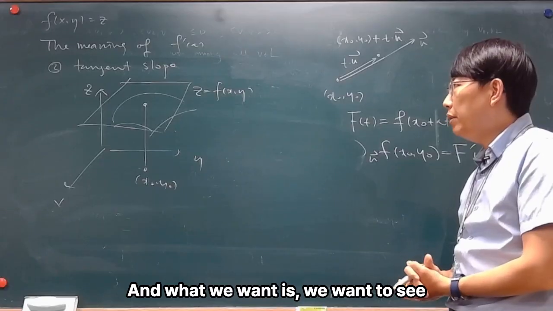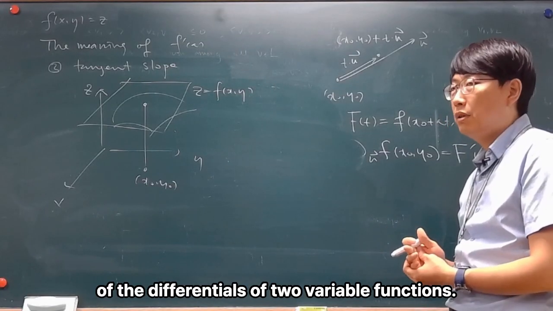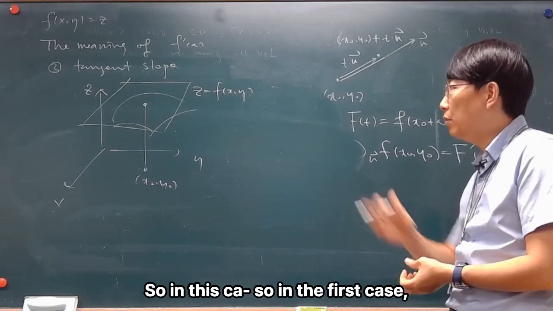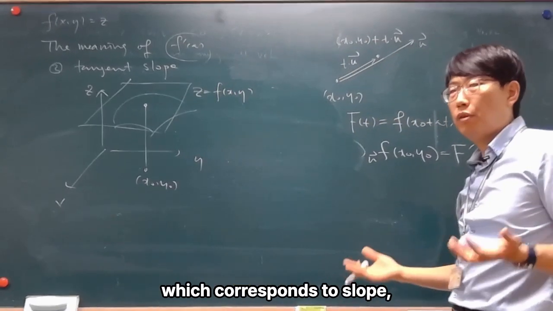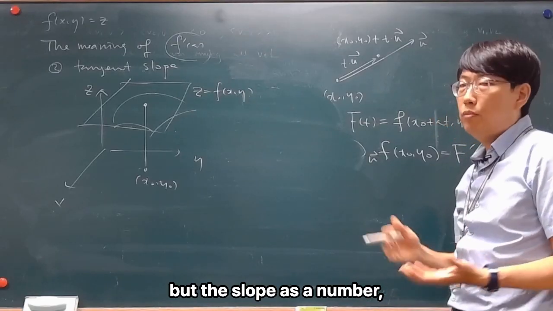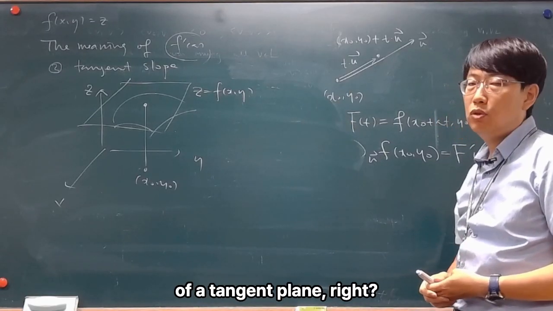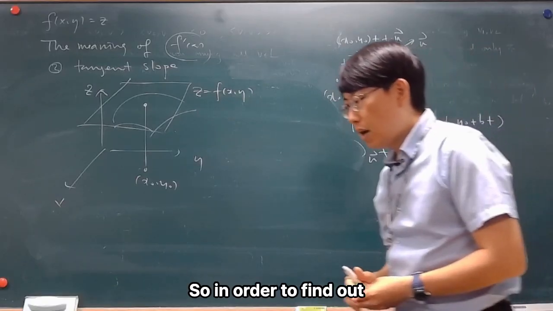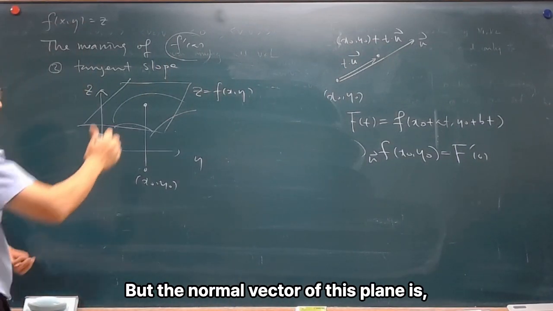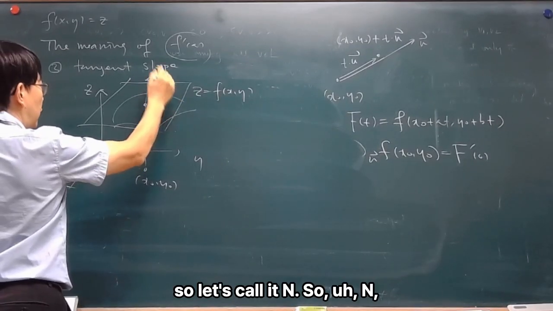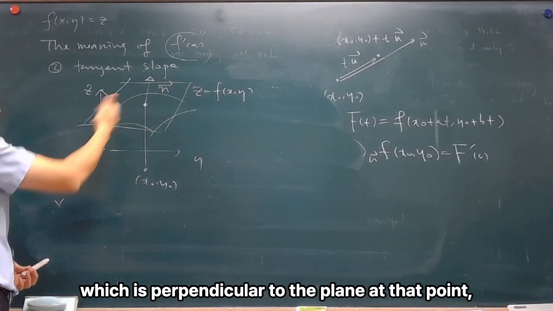What we want is to see what corresponds to the meaning of the differentials of two variable functions. In the single variable case, it was just the number which corresponds to the slope. But a single number cannot determine the slope of a tangent plane, right? So in order to find out how tilted the plane is, you need to find the normal vector of this plane. Let's call it n, which is perpendicular to the plane at that point.